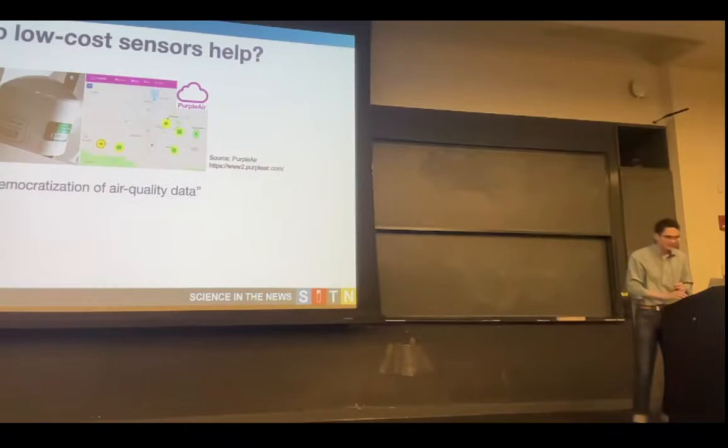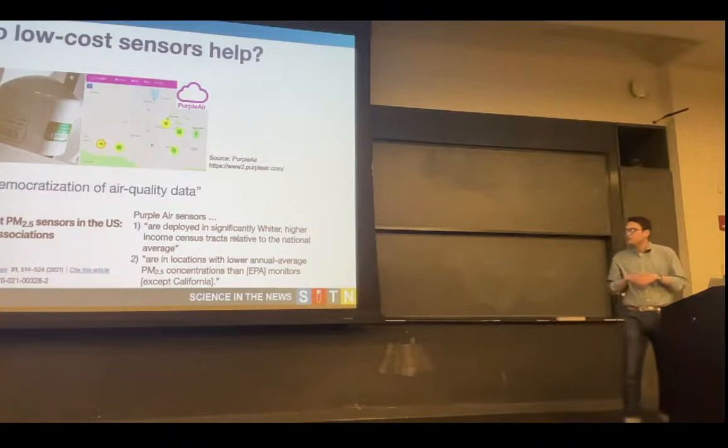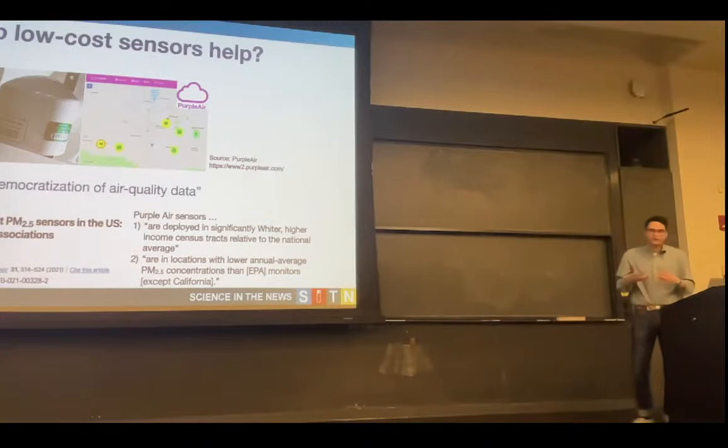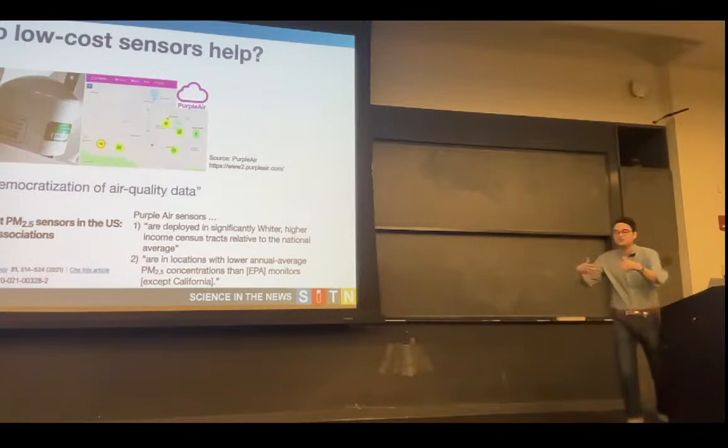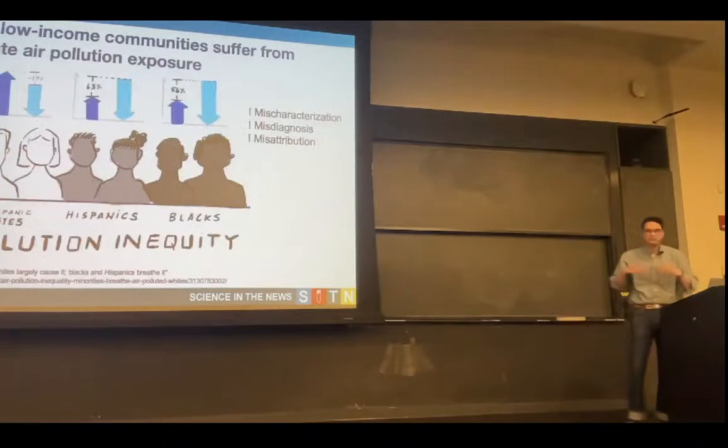However, this really great paper by Priyanka deSouza finds that these Purple Air sensors are statistically significantly more often deployed in whiter and higher income areas. And not only are they whiter and higher income, but they're also in areas that are cleaner than the average EPA sensor. So there's this built-in racial and income bias when you rely on volunteer science, right? Anyone can do it, let's see who does it, and there's a built-in racial component to it.